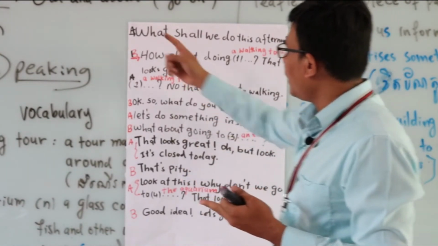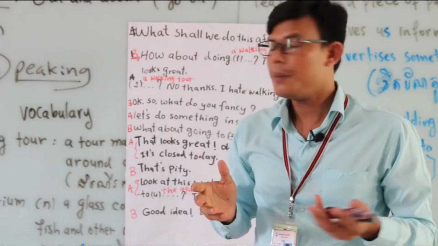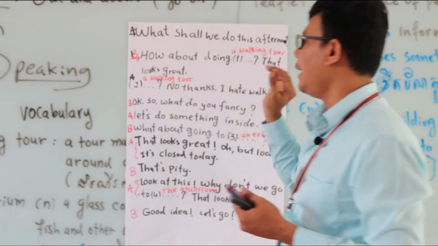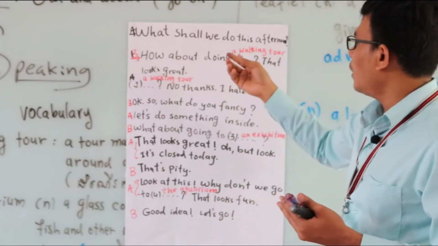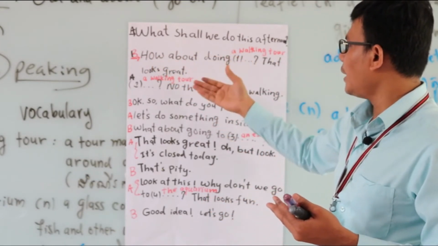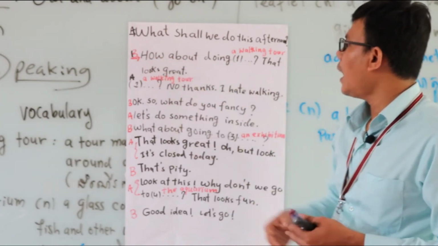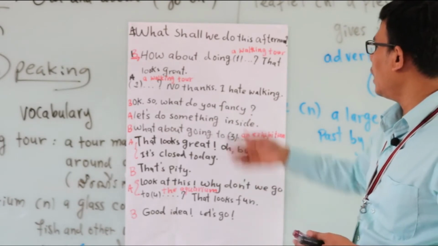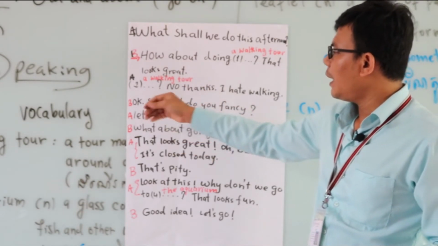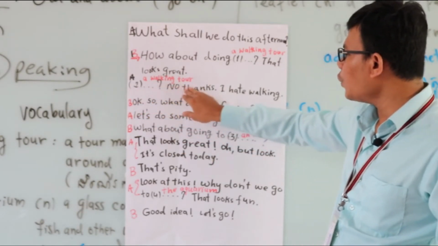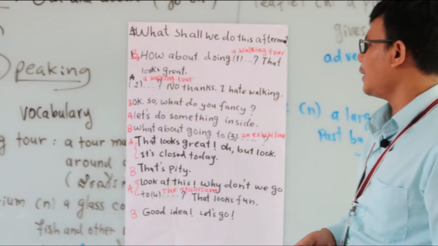Now just take a look at A and B. Because we have two speakers, A and B, and A makes a conversation with B. A asks, what shall we do this afternoon? And B answers, how about doing a walking tour? That looks great. And A, walking tour? No thanks. I hate walking.